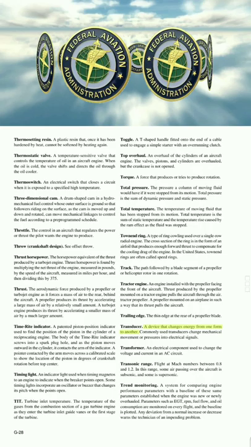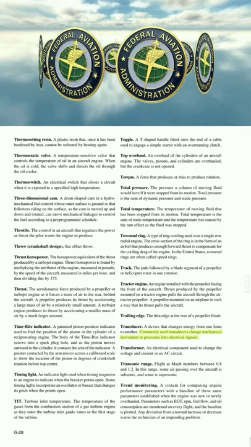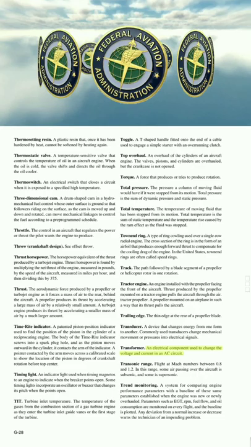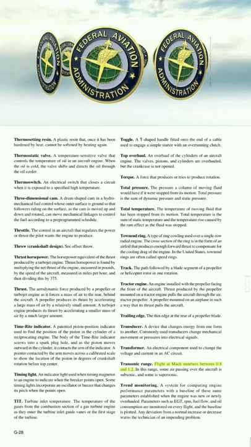Transducer. A device that changes energy from one form to another. Commonly used transducers change mechanical movement or pressures into electrical signals. Transformer. An electrical component used to change the voltage and current in an AC circuit. Transonic range. Flight at Mach numbers between 0.8 and 1.2. In this range, some air passing over the aircraft is subsonic, and some is supersonic.